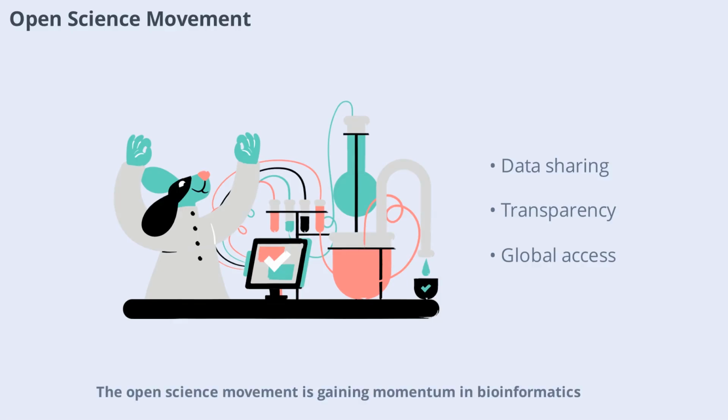The open science movement is gaining momentum in bioinformatics. Researchers are increasingly sharing data, software, and results freely with the global community. This transparency accelerates discovery, reduces duplication, and ensures that scientific advances benefit everyone. Open science principles are shaping the future of bioinformatics, making research more accessible and collaborative.